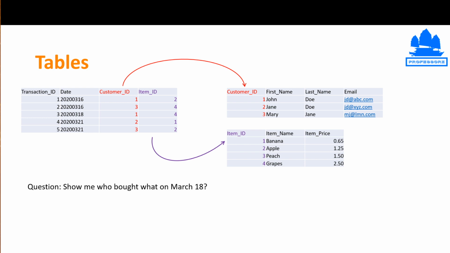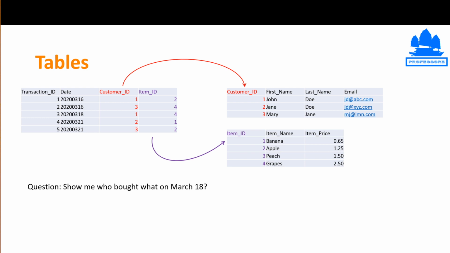So here I ask a question: show me who bought item 4 on March 18th. A human will go about this this way. I will look at the transaction table and find out that March 18th is the third row in the transactional table, and it carries customer ID 1 and item ID 4. Then I will look in the customer table and find out that customer ID 1 is John Doe and the item ID 4 is grapes.